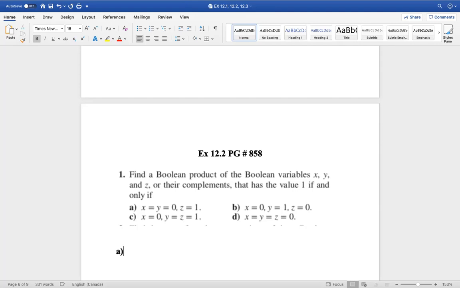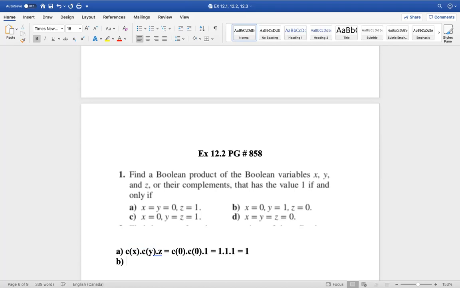Okay, so let's start again. So we have the complement of x dot complement of y dot z. Okay, so for example, if here we have x, y equal to 0 and z equals to 1, this should evaluate to 1. So let's try that out. So we have complement of 0 dot complement of 0 dot 1, which is complement of 0 is 1, 1 dot 1 dot 1 equals 1. Okay, so therefore this will be the answer here.